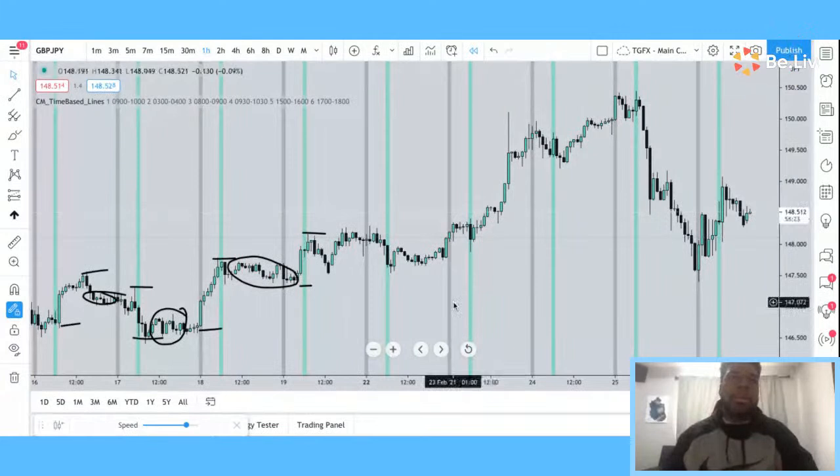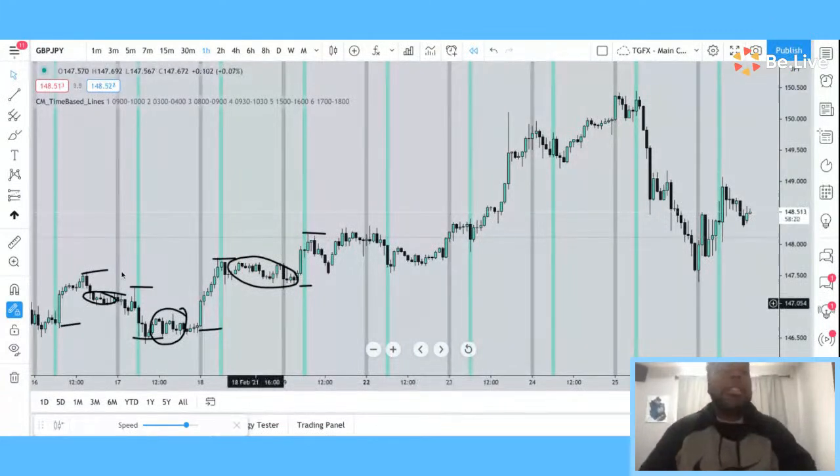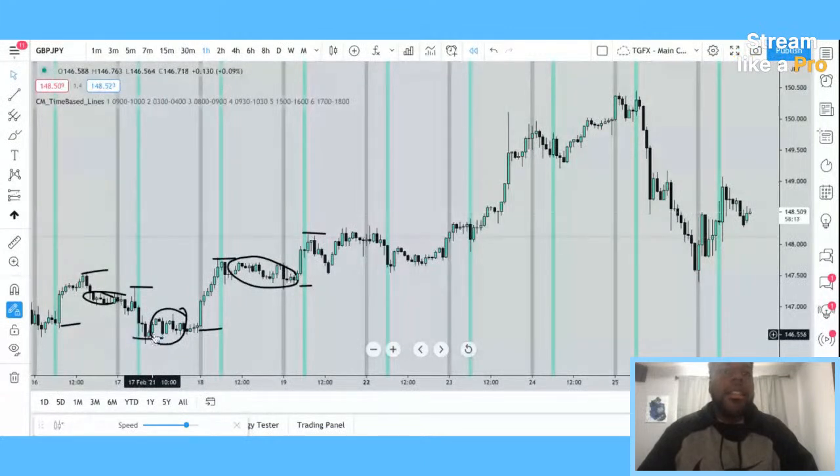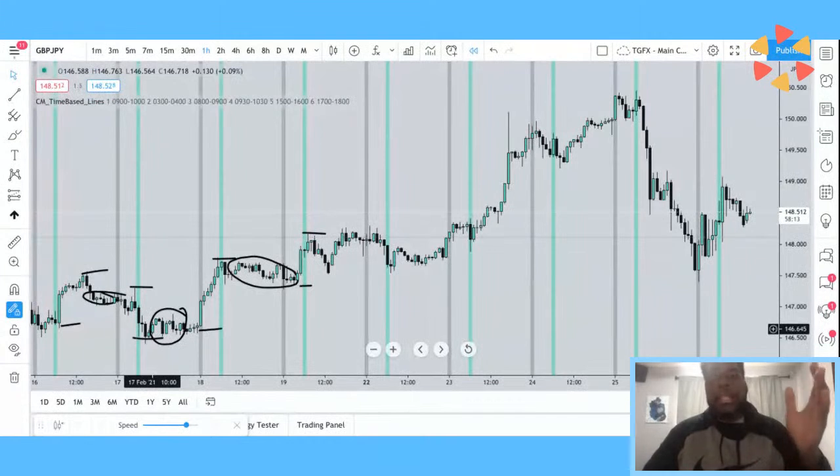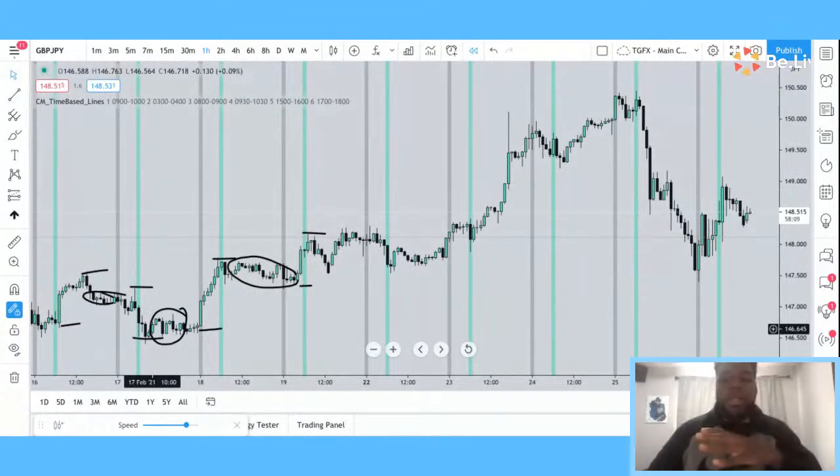But for example, there's no purpose for me to get into this trade at 10 o'clock during New York session, PST time, because that's usually when the market starts slowing down for the end of New York session. So it just doesn't make sense.